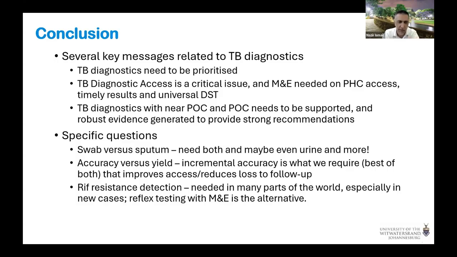The second, around accuracy versus yield: incremental accuracy that can improve access and reduce loss to follow-up, and that is proven to really benefit people, is what we need. It's not so much about the accuracy, it's not about the yield, but it's really about the impact that we want to see and that we would like to realize.